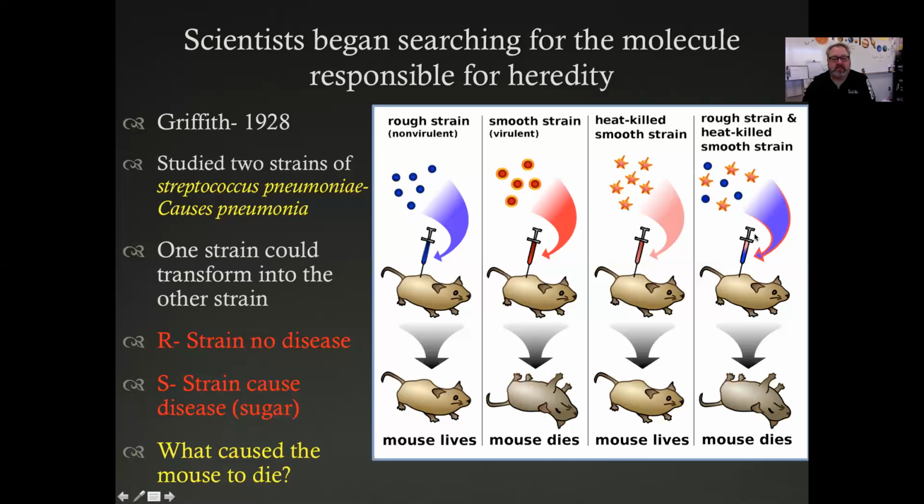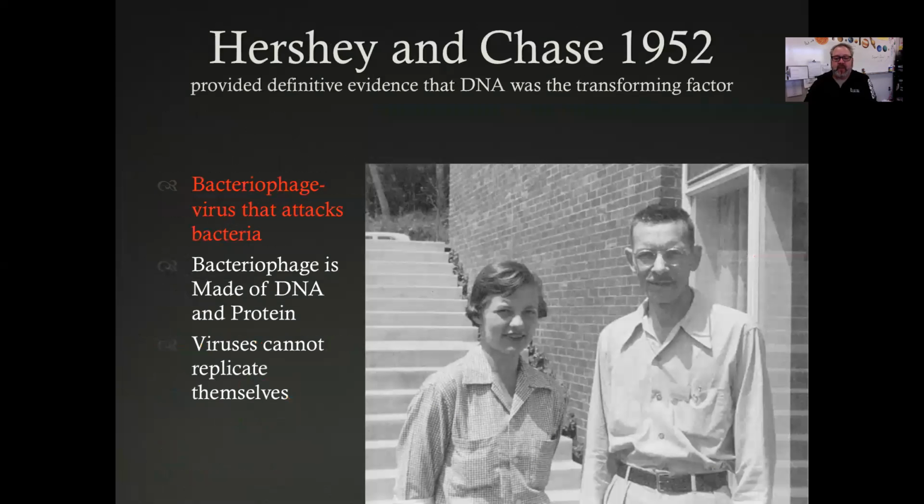So what he figured out was that the R strain didn't cause disease, the S strain did cause disease, and we know now why the mouse died, because obviously there was something going on there. There was some mixing of those bacteria, and they don't know what that is yet, but we'll get to it in a little bit, okay?